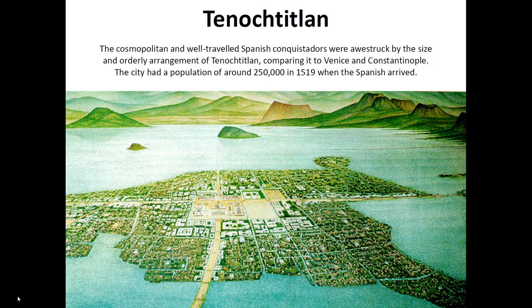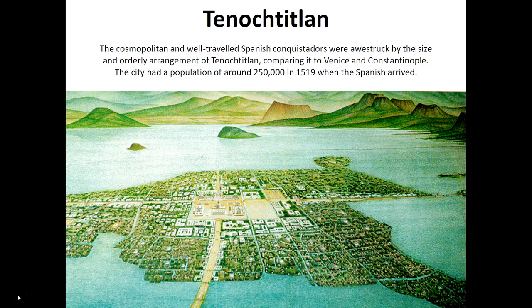Tenochtitlan grew, and eventually, by 1519, when the Spanish arrived, it had a population of around 250,000. Now, the Spanish who arrived in 1519 were not a bunch of Spanish peasants, rubes from the countryside who had not seen the world. They were cosmopolitan and well-traveled mercenaries who had traveled all throughout the Mediterranean basin, had been to all the large cities of that region, Rome, Venice, Byzantium, and they were awestruck when they saw Tenochtitlan, how large it was, how orderly it was in its arrangement, with roads and canals allowing access throughout the city.